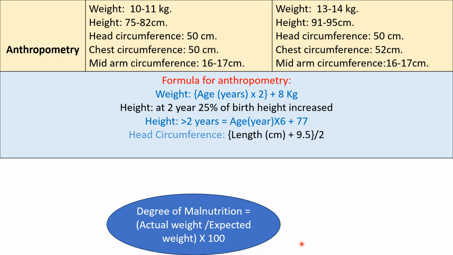If that value is more than 90%, the child is well nourished. If the value is less than 90%, the child has got some malnutrition. So when students are going to the ward, you need to take the anthropometric measurements and assess the malnutrition status also.